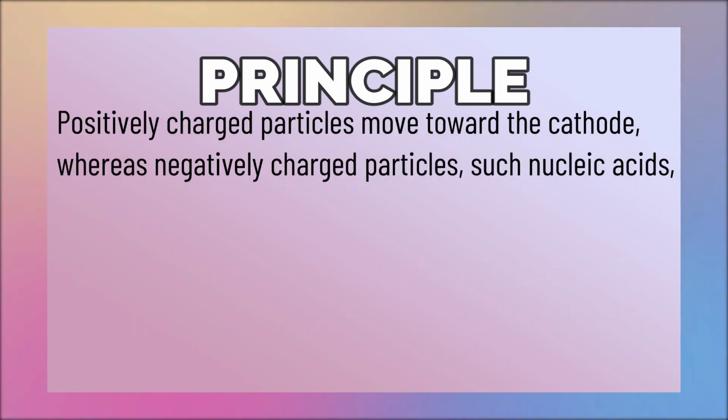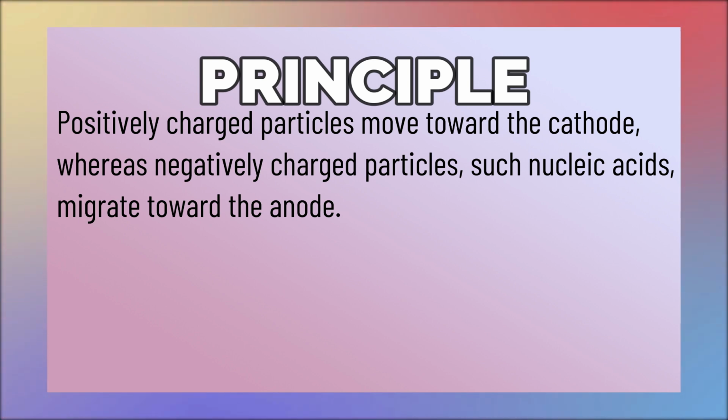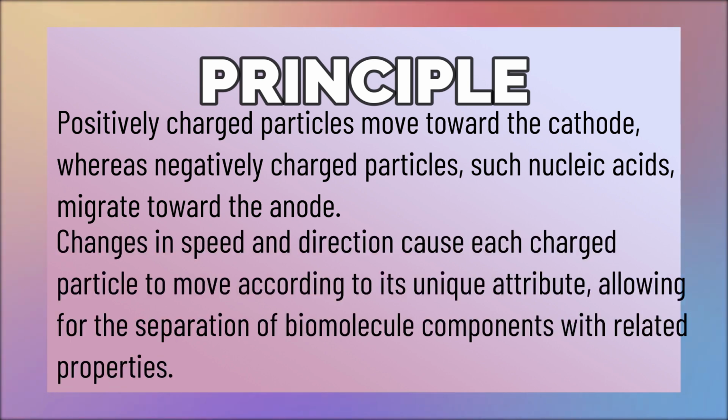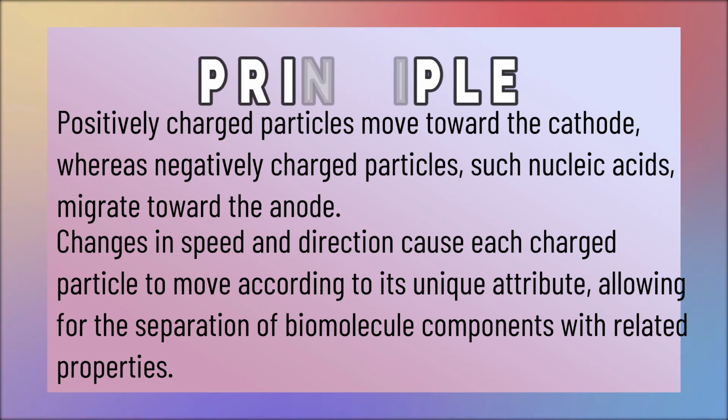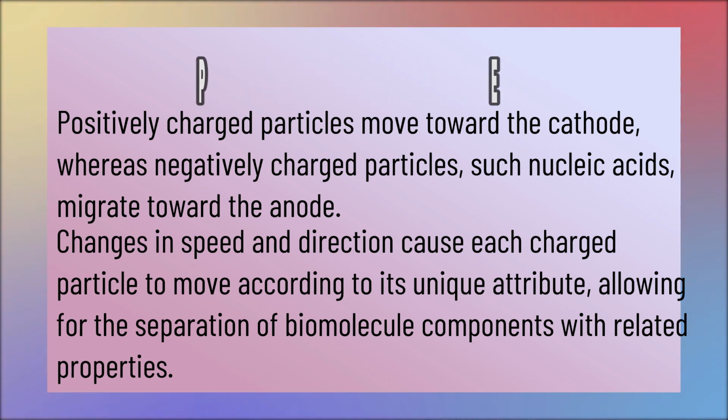Positively charged particles move toward the cathode, whereas negatively charged particles, such as nucleic acids, migrate towards the anode. Changes in the speed and direction cause each charged particle to move according to its unique attributes, allowing the separation of biomolecule components with related properties.